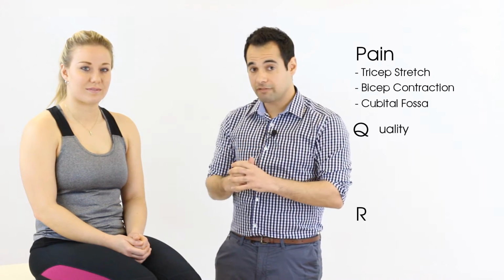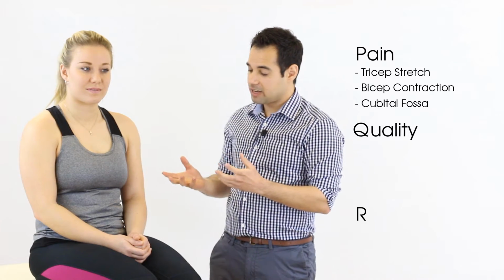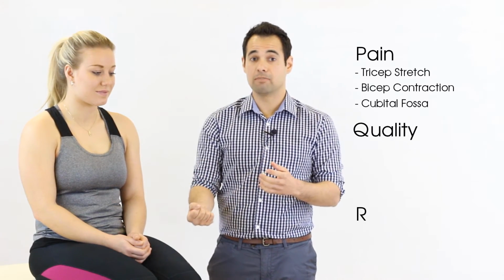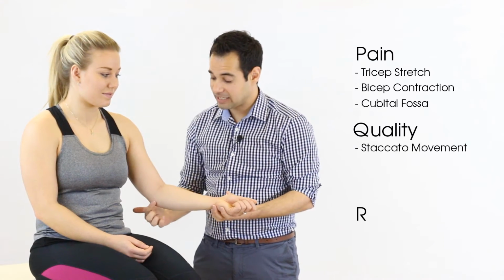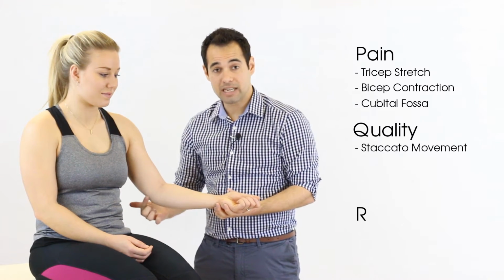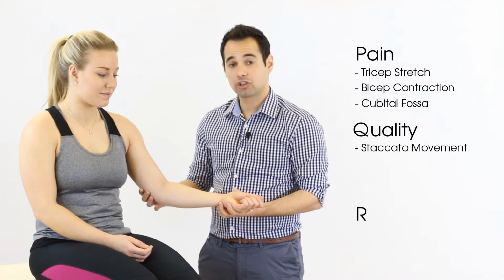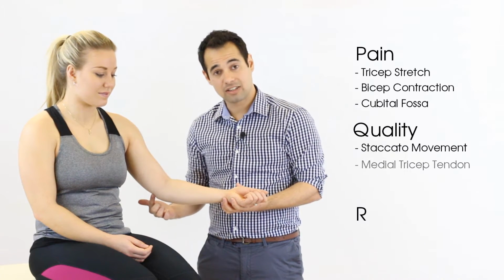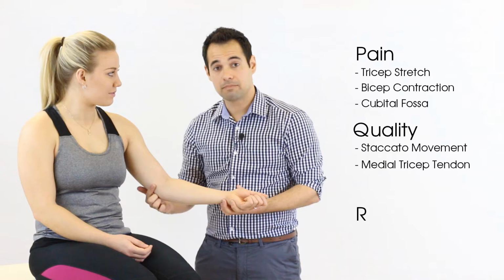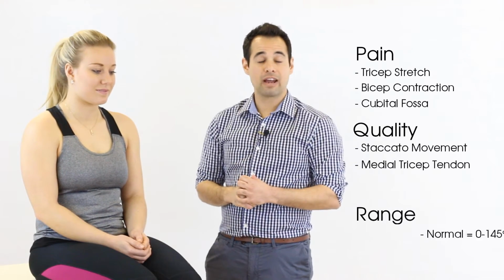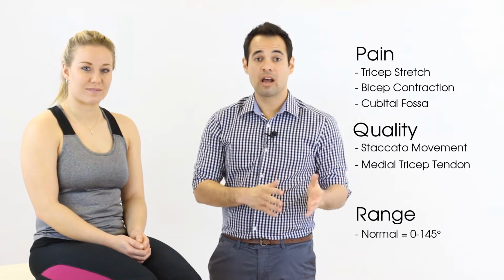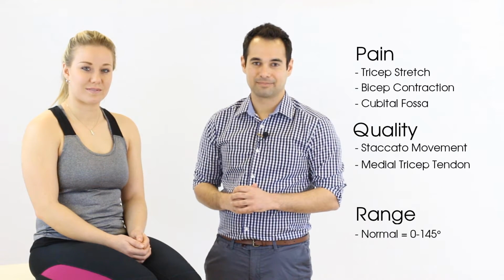We're looking at quality of movement, and sometimes you may find that if patients have a problem with this movement, the movement may be jerky, or sometimes the patient may have a particular snapping alongside the medial aspect of the elbow, which is where the tendon of the triceps muscle is flicking over the medial epicondyle. Finally, the range that we expect for elbow flexion is between 0 and 145 degrees.